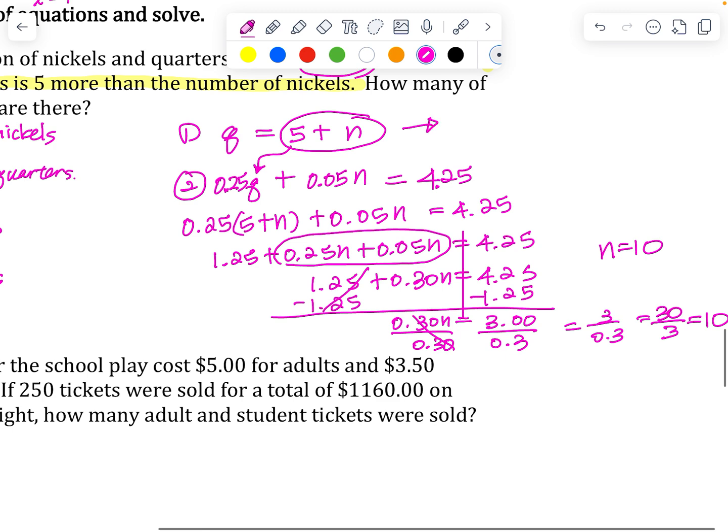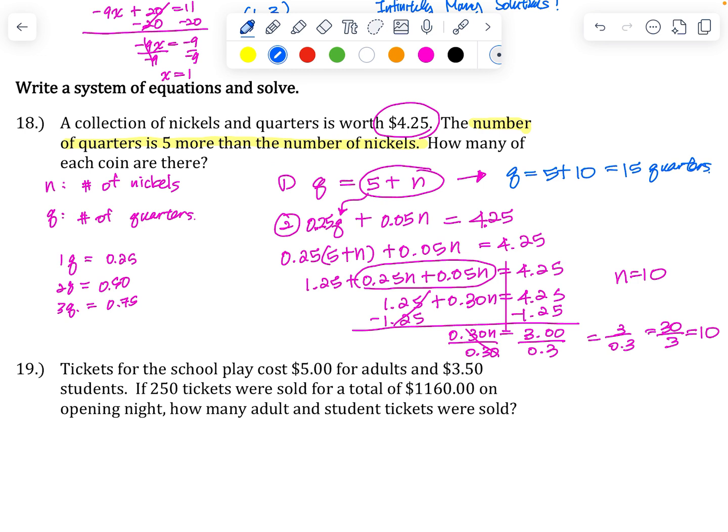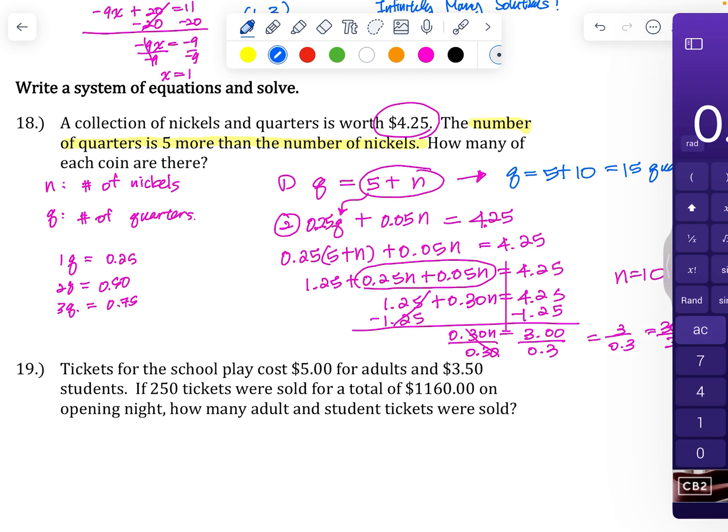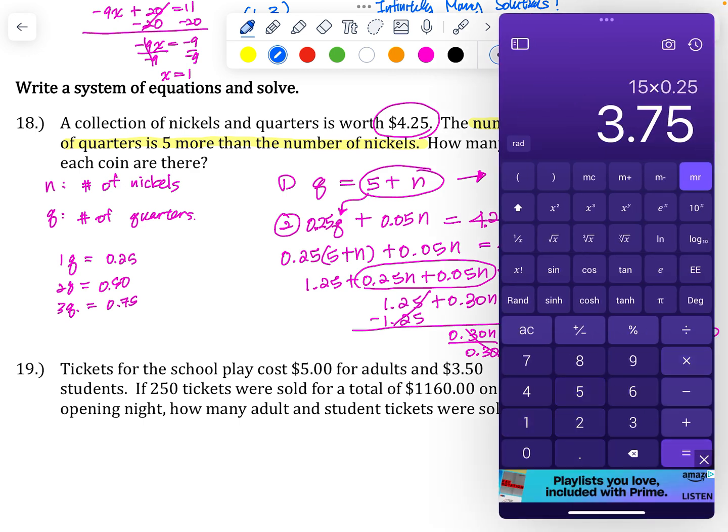We go here, figure out the quarters. Quarters was 5 more than the nickels. That's 15 quarters. Except it does not sound right, does it? 15 quarters, how much is 15 quarters? Let me just quickly double check. 15 times 0.25. Oh, 3.75. I thought it was going to be more than 3.75.